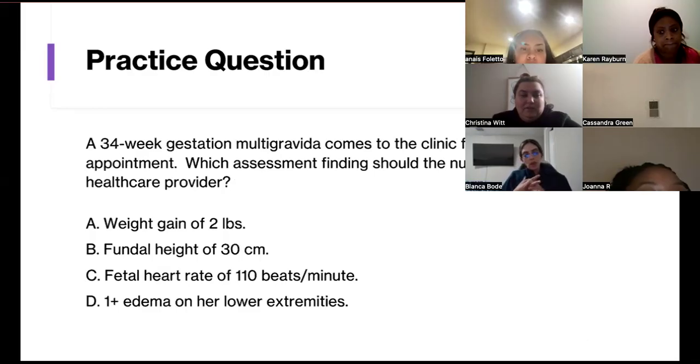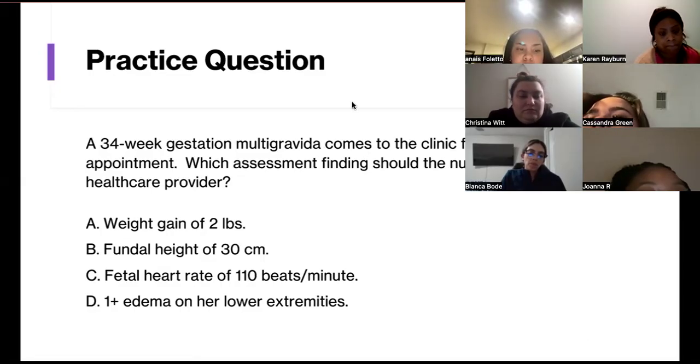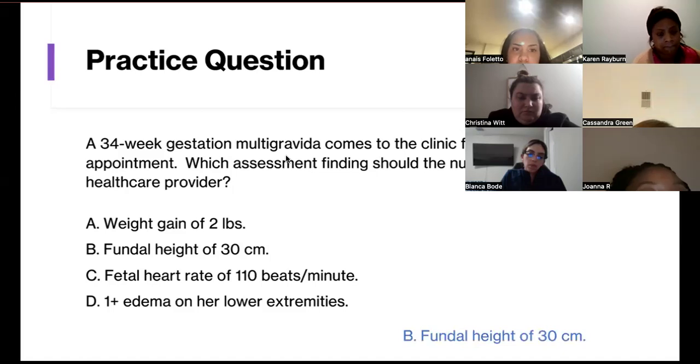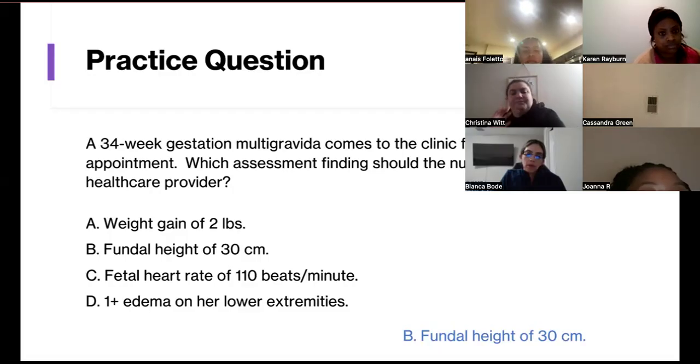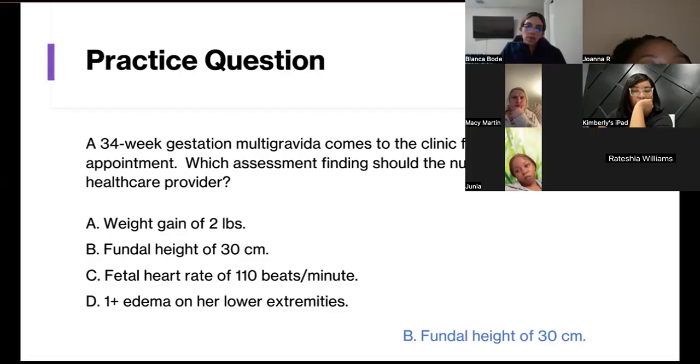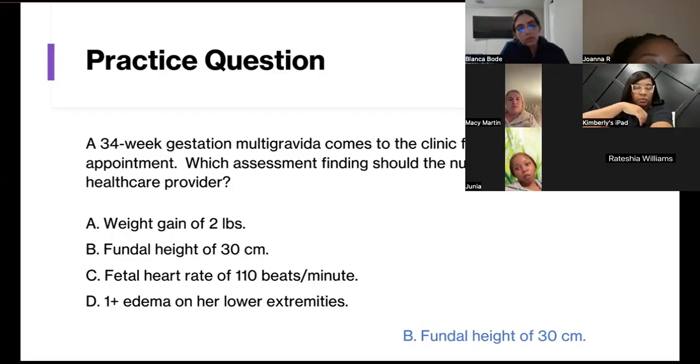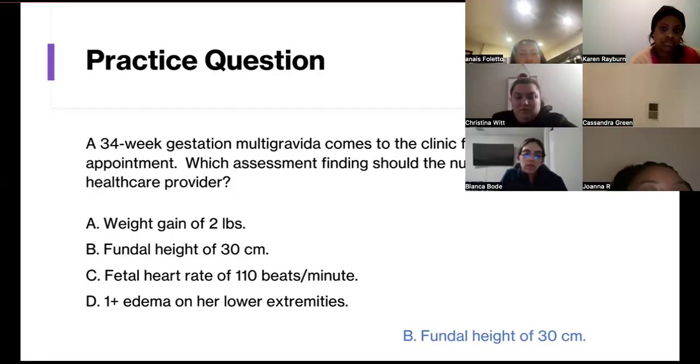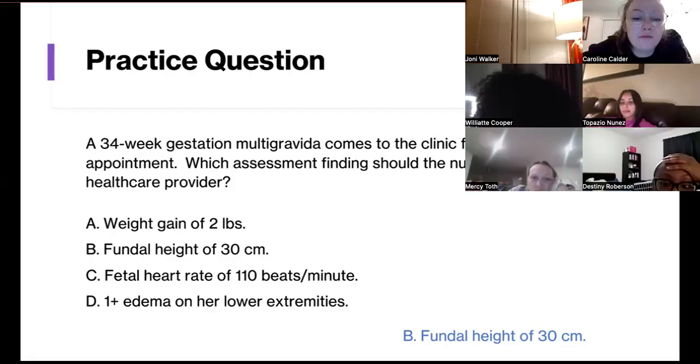All right. A 34-week gestation multigravida comes to the clinic for her bi-monthly appointment. Which assessment findings should the nurse report to the healthcare provider? The heart rate being 110 beats per minute. What is our 1 plus edema. It is actually her fundal height of 30 centimeters. So edema in the lower extremities with a pregnant lady is normal. They're going to have some swelling. The only time that we are really worried about swelling is if it's sudden and it's extreme. Like I'm talking like this patient had a normal looking foot and now all of a sudden it's a marshmallow. That is what we're worried about. Pitting edema in her lower extremities randomly could be a sign or symptom of preeclampsia, which is sudden onset of edema. +1 edema on her lower extremities is okay.